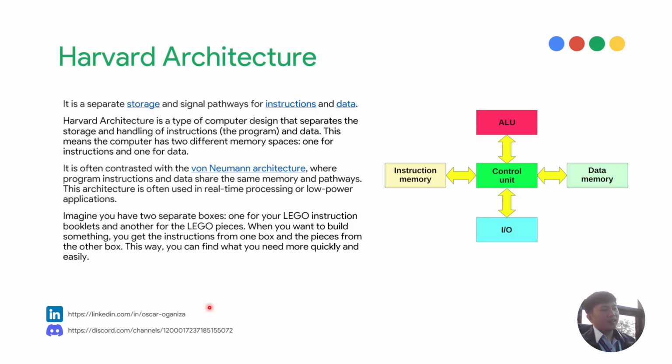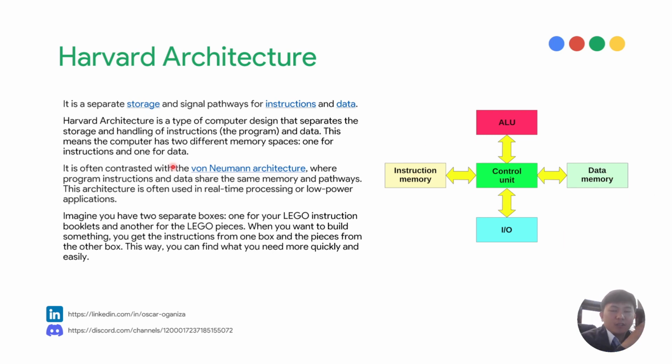So yeah, as I've told you, it's not just the von Neumann architecture, it had an improvement from that, no? And what came out now is the Harvard architecture. What is this Harvard architecture? The Harvard architecture separates the storage and signal pathways for instructions and data.